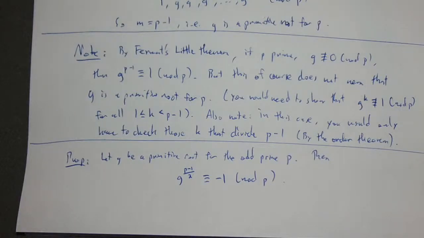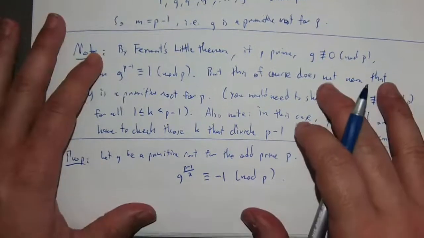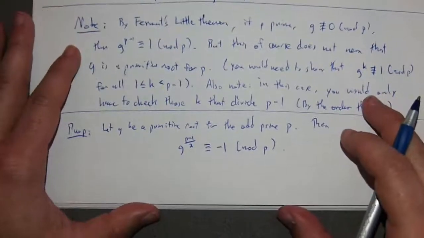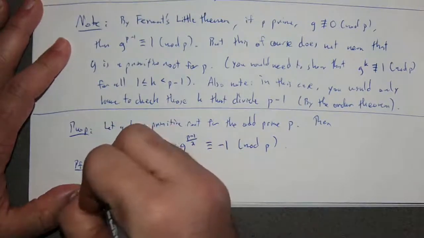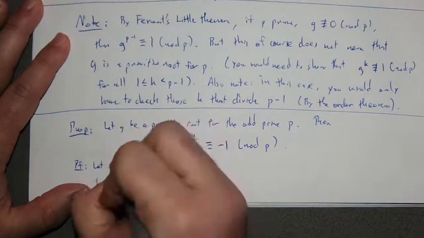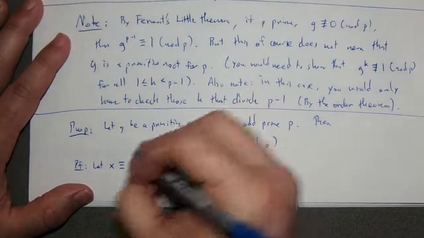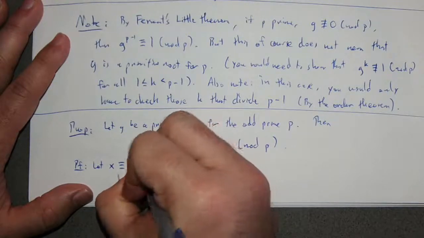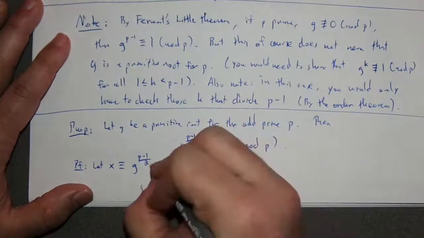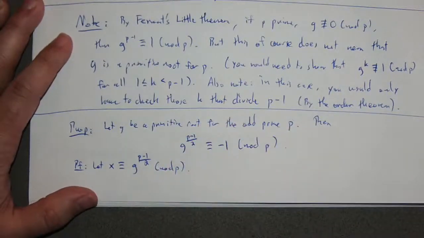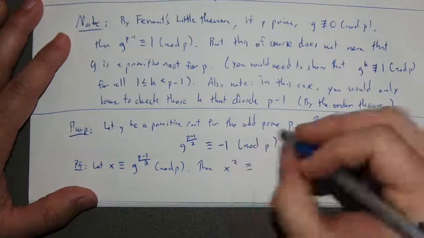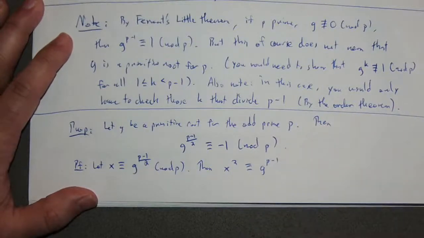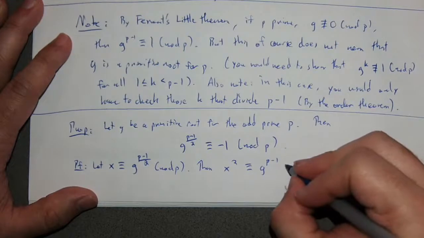Now, this we'll see in 2 chapters. We'll see why this proposition about primitive roots is important. But to prove this, quick proof, just going to make my notation easier here, so let X be G to the P minus 1 over 2 mod P. Then if I square X, that is congruent to G to the P minus 1, which, since it's a primitive root for P, is 1 mod P.